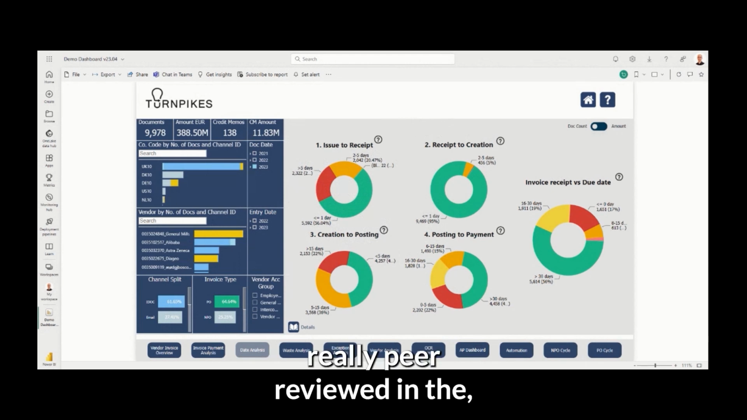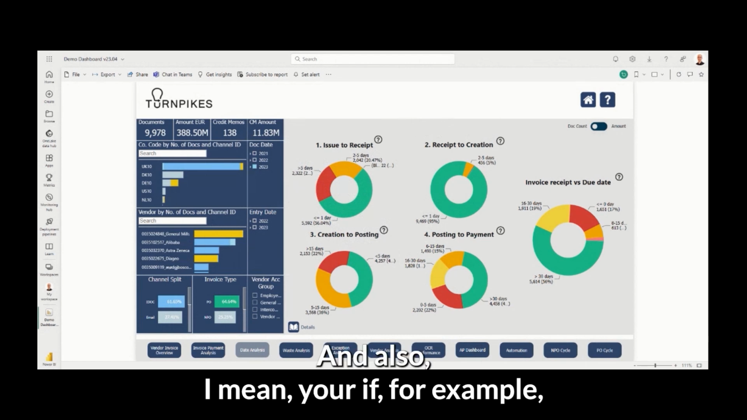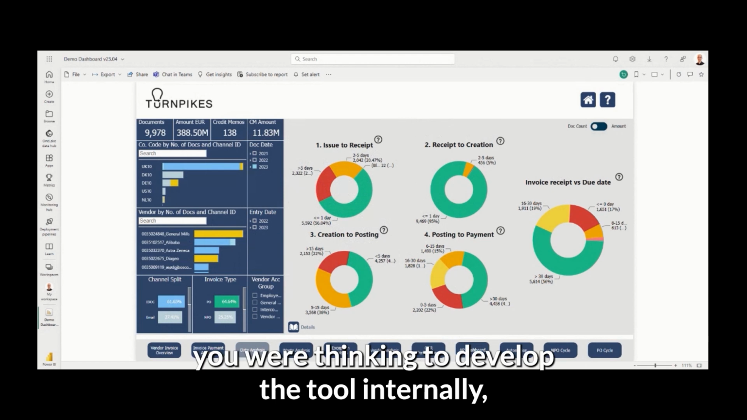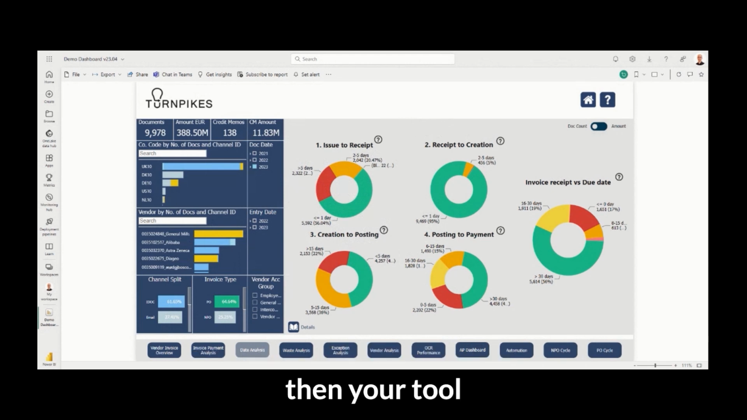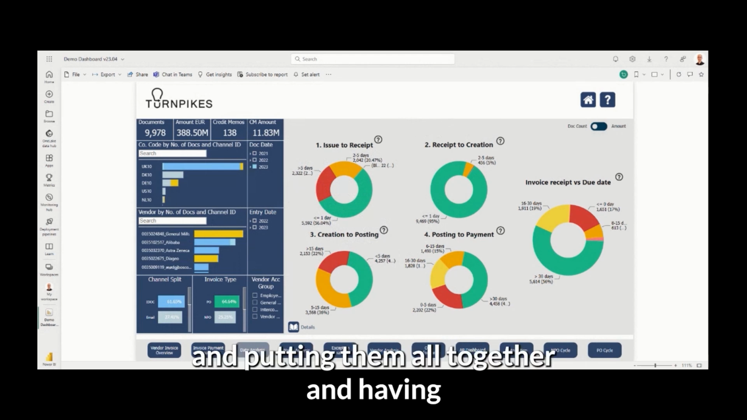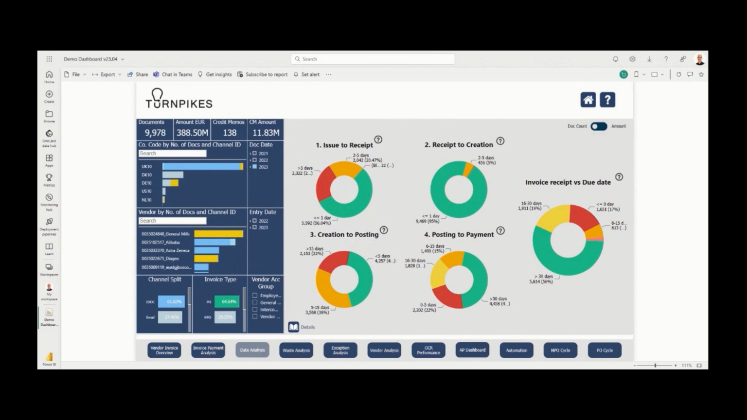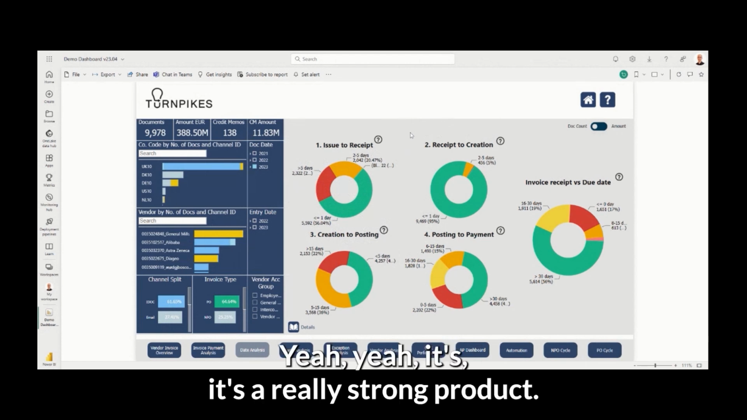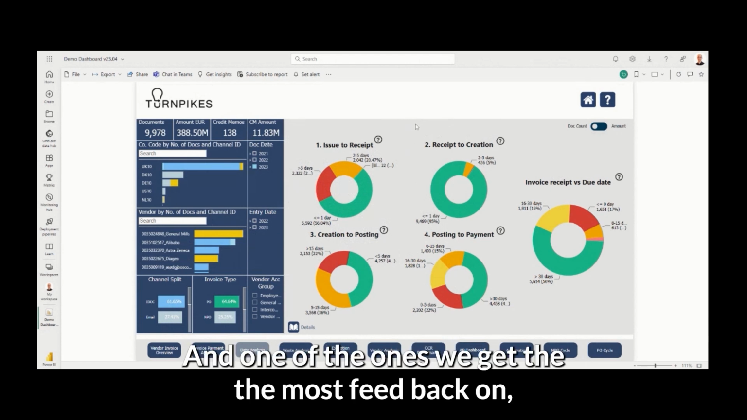Frankly speaking, the benefit of this tool is that it has been really peer reviewed by our customer base. If, for example, you are thinking of developing the tool internally, then your tool is only as good as the requirements of one single team. But here we are talking about requirements from multiple customers, all put together, with the review done over many iterations.